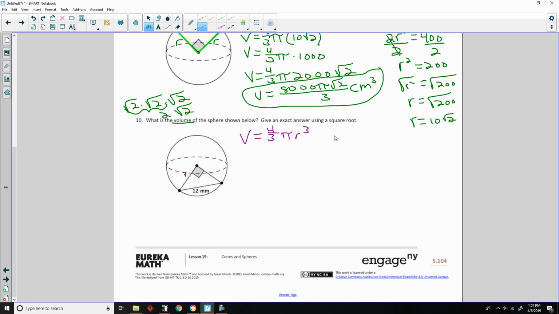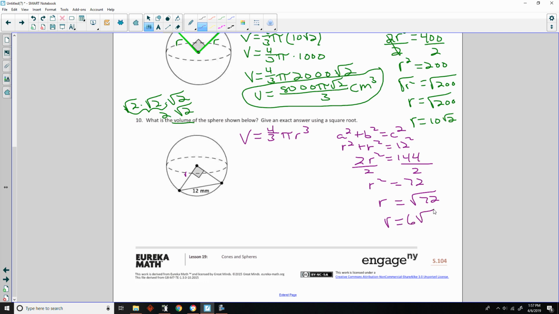Again, I don't know the radius, so I have to use the Pythagorean theorem, a squared plus b squared equals c squared. I don't know my radius, so that's a and b, and c is 12. So 2r squared equals 144. Divide both sides by 2, and r squared equals 72. So therefore r equals the square root of 72. And 72 is 36 times 2, and 36 is a perfect square, so r equals 6 square root 2. Okay, if you don't understand that, then I'll do my factor tree over here and show you.